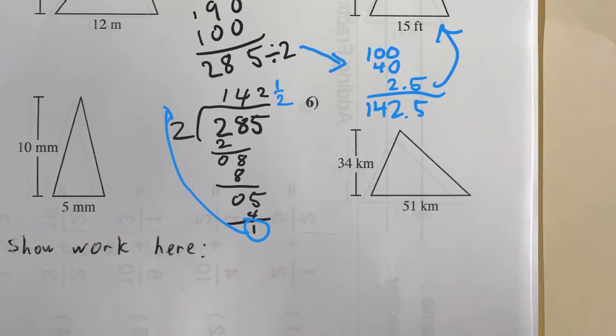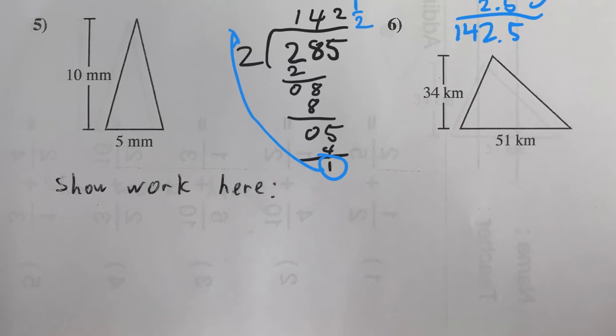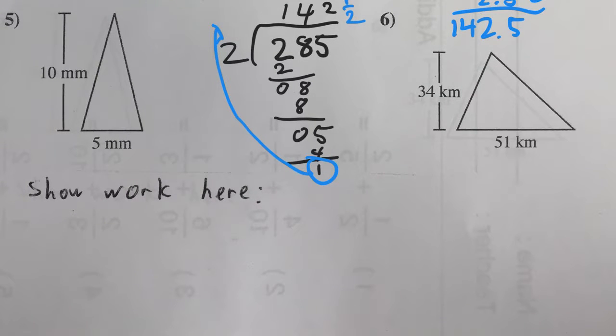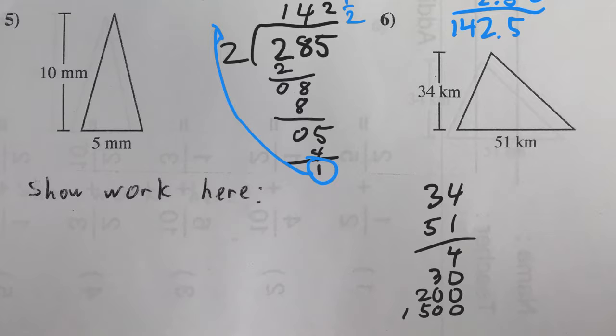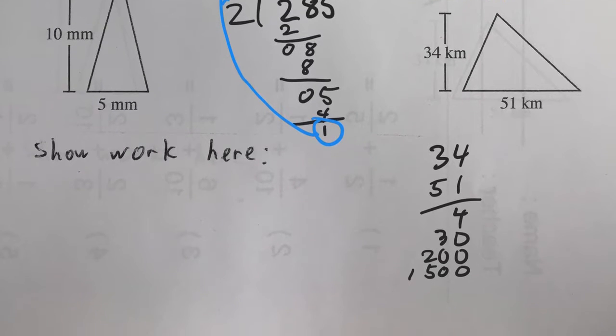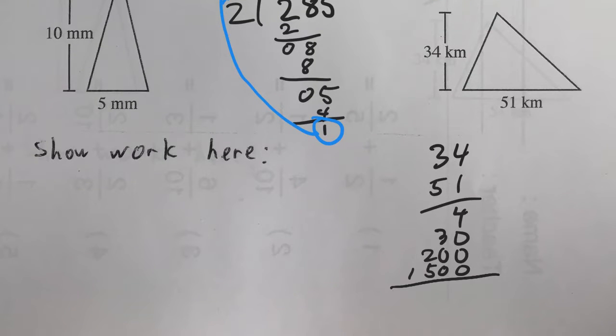So let's do one more together. We'll do this number 6 together. So 34 times 51 is what we've got first. And 4 times 1 is 4. 1 times 30 is 30. 50 times 4 is 200. 50 times 30 is 1,500. So I've got 1,734. And now, can you divide that by 2?